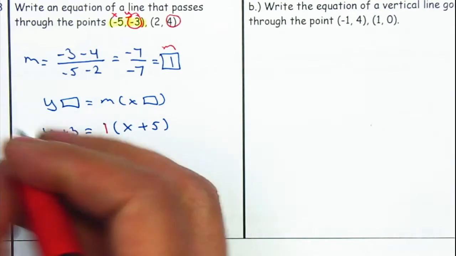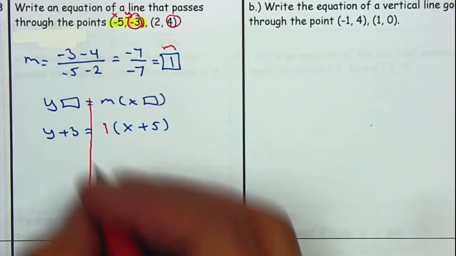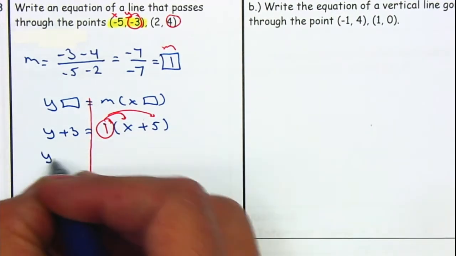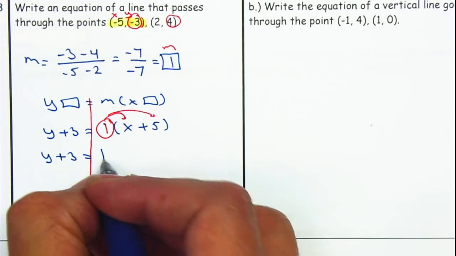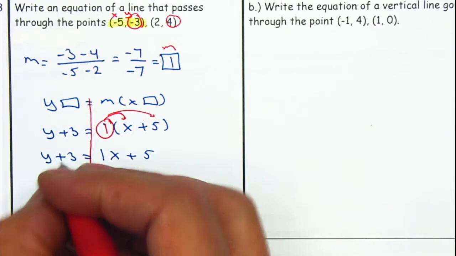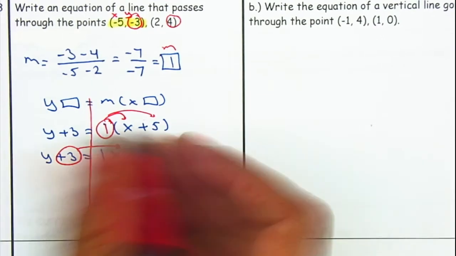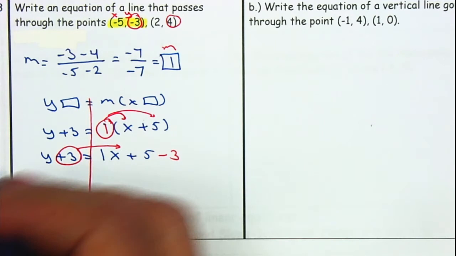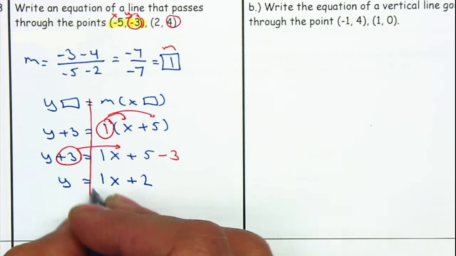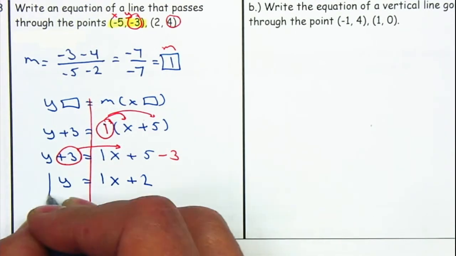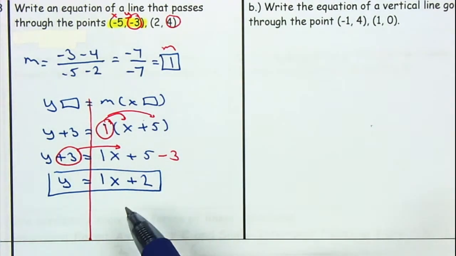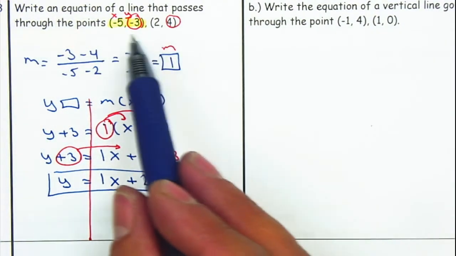From here, I can just solve for y. First, you must use your distributive property. That gives me y + 3. 1 times x is 1x. 1 times positive 5 is positive 5. I'm going to bring my 3 to the right. It becomes a -3. We have y = 1x, and that gives me positive 2. Now, if you don't want to write down the 1, you just write down an x, that should be fine. And that's the equation. And if we graph this equation, you'll be passing through both sets of points.